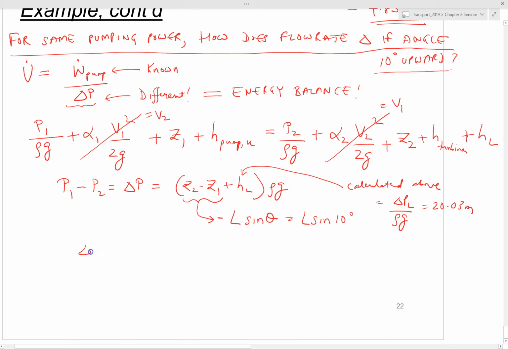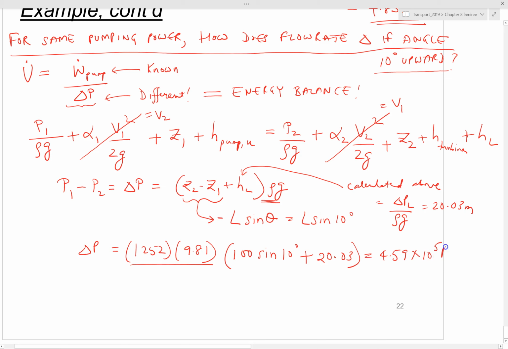Right? So you plug it in. Your delta P is 1252 times 9.81, right, so this is the rho and the G, times L is 100 sine 10 degrees plus head loss is 20.03, which is essentially 4.59 times 10 to the power 5 pascals, or 459 kilopascals.